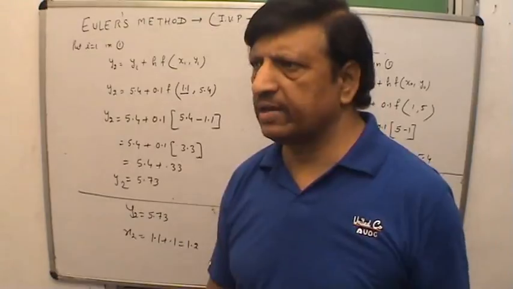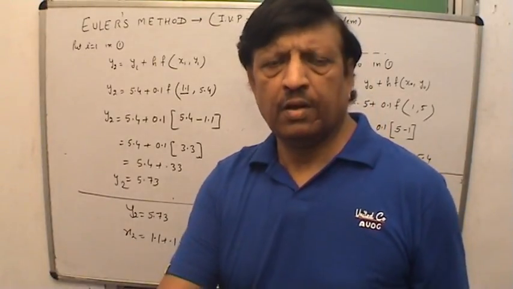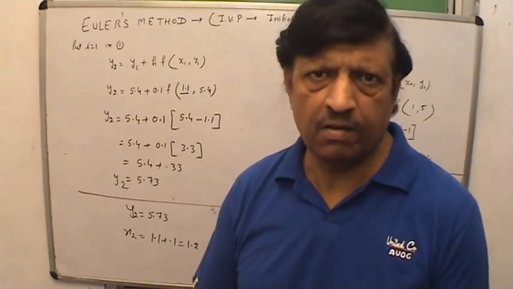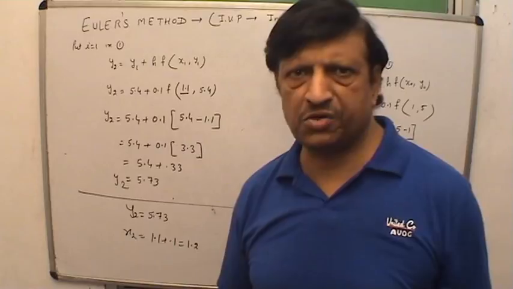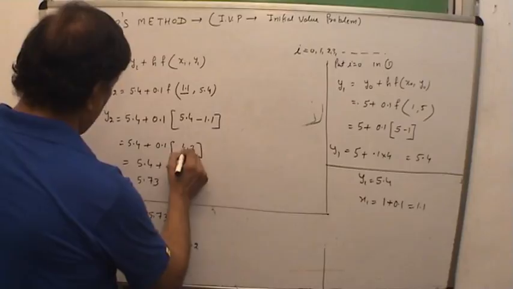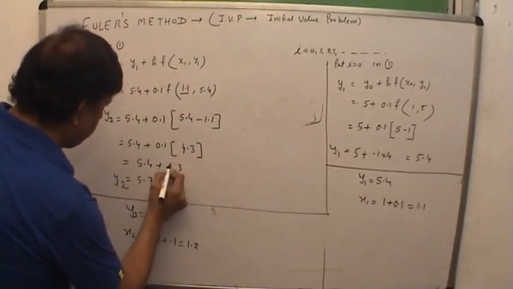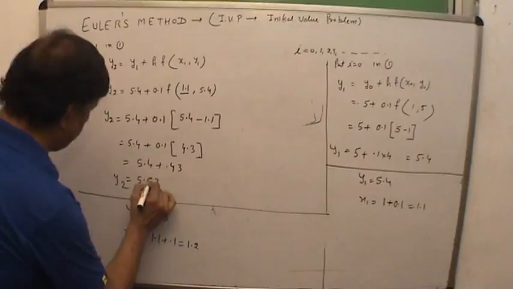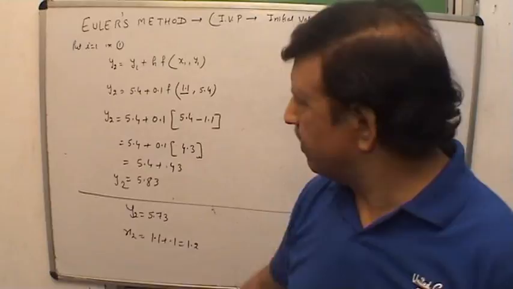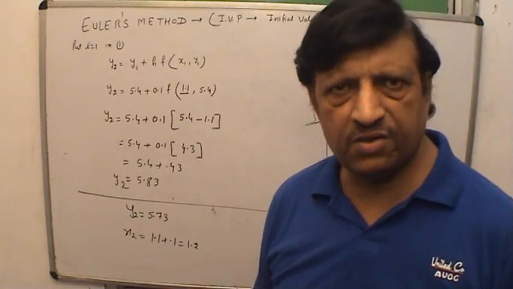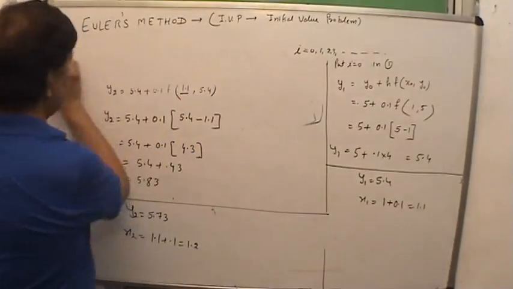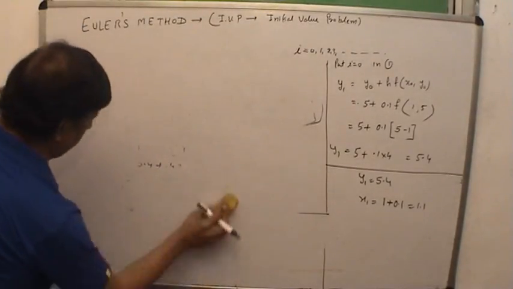Remember, the algebraic function may differ, but here we will get only algebraic functions, not any transcendental function. It may be exponential sometimes, but that is the maximum. That is the procedure for Euler's method. We can solve any problem in this way. Now let's see the further method, by changing the formation of the problem.